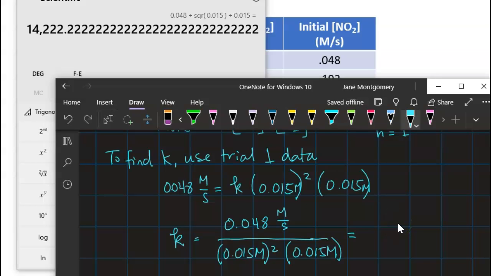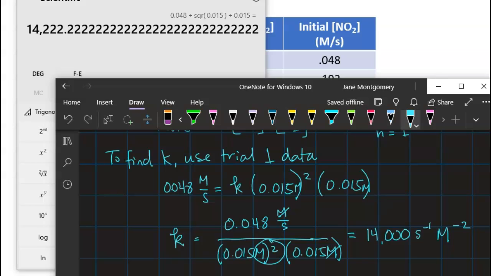And what are the units on K here? For 14,222, we should probably round that to 2 significant figures, so let's just put zeros in for these two. It's 14,000. And we have seconds in the denominator. We're going to get 1 molar canceling, and then we're going to have molar squared in the denominator as well. The way to write this that makes it look nice is to use reciprocals, so s to the -1 and M to the -2.